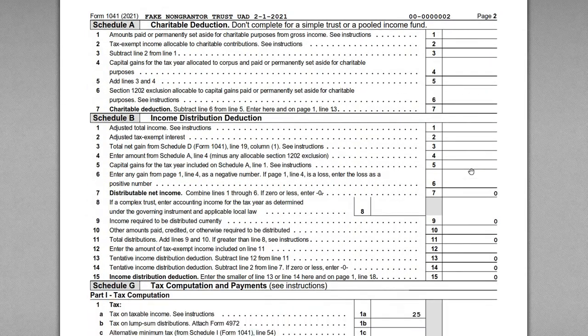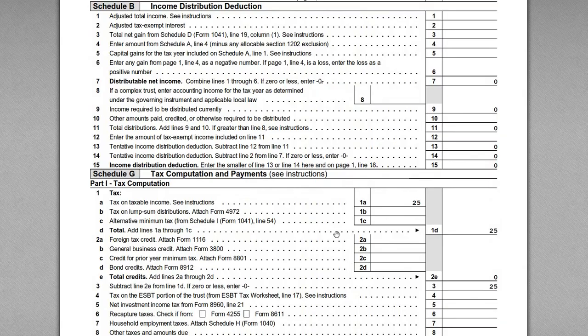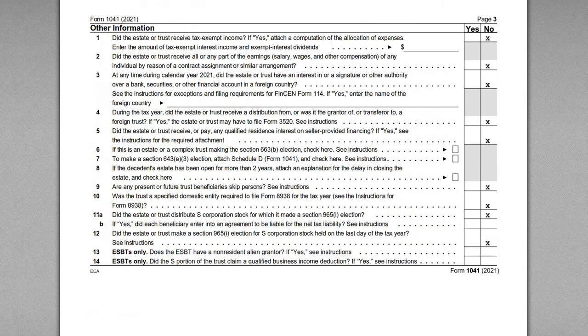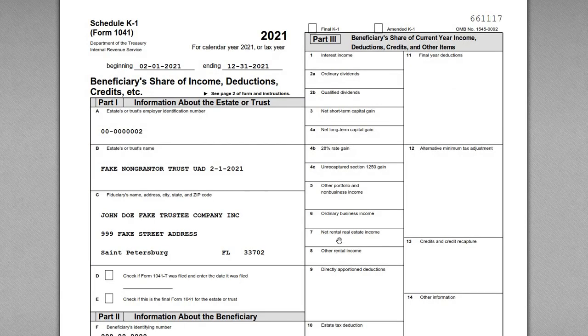Some other things I want to touch on that don't apply here because, again, we're doing a very simple example. But Section B is where you would have an income distribution deduction if this was a complex trust that distributed income to the beneficiary. So what happens there? Well, not only are you completing this section because you have income that was distributed to the beneficiaries, but it also splits the tax liability between the trust and the beneficiary. I think the better way to illustrate this is if we look at the K1, perhaps that'll be easier to understand.